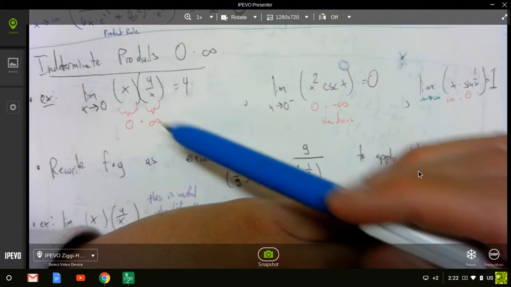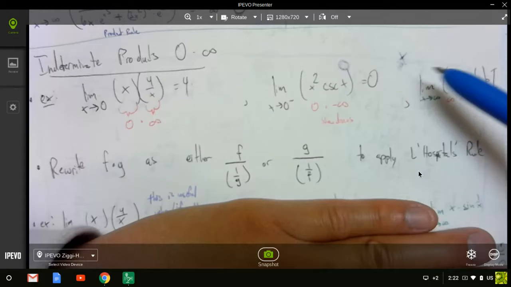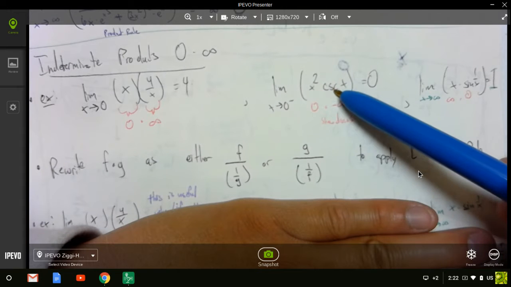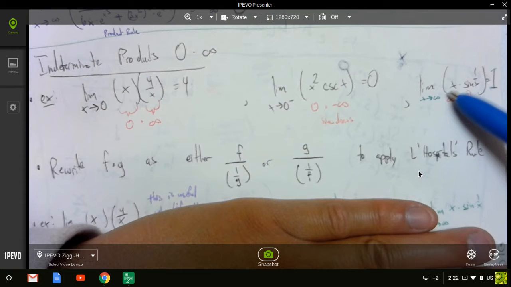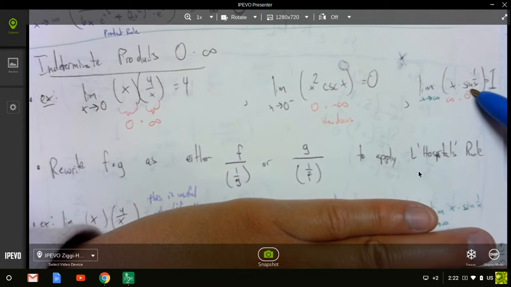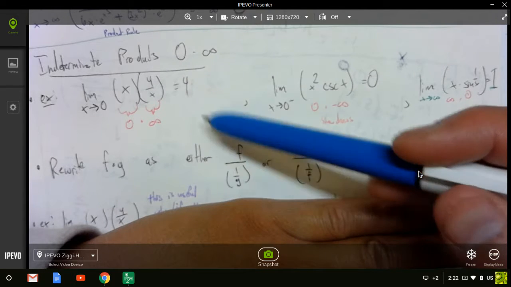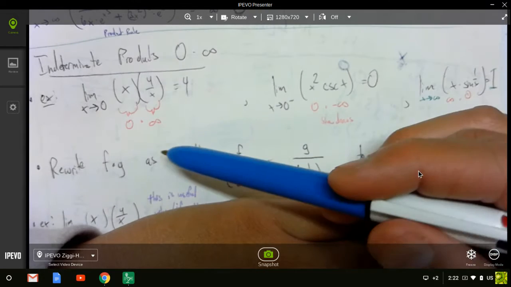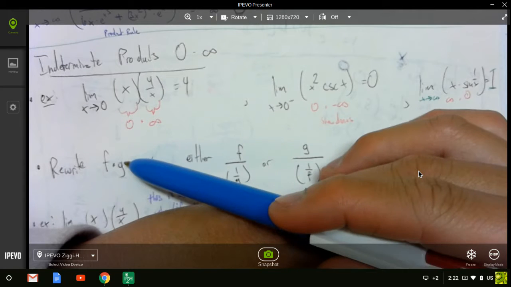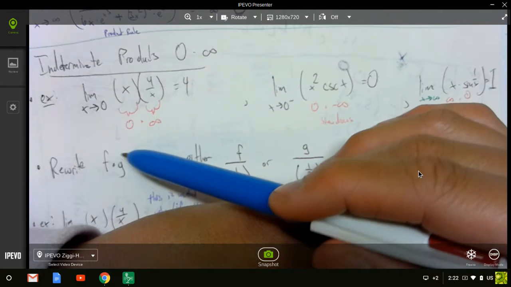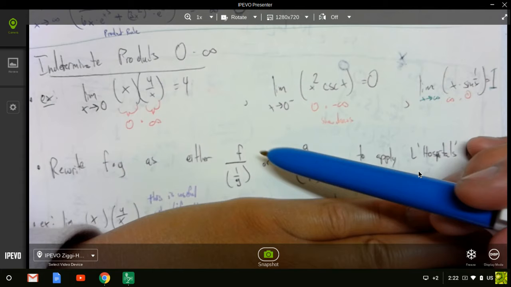f times g. So all of these kind of look like f times g. X squared would be f, your cosecant x would be g, and in this case, maybe a function g or f could be x, and the other one would be sine of 1 over x. Okay, the whole point, though, in order to solve these, is you're going to have to rewrite this in a way where it's not necessarily different from this, but it looks different, such as this.